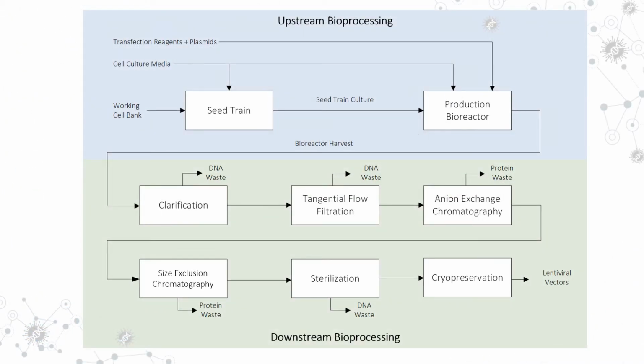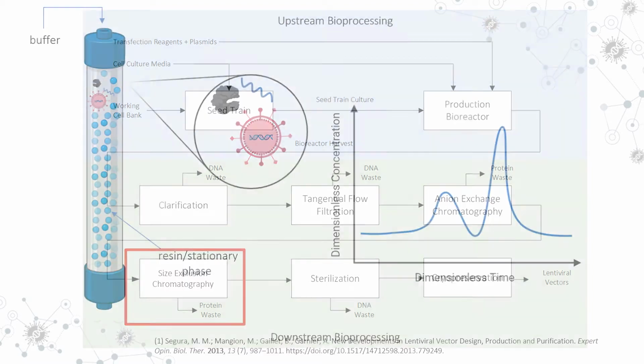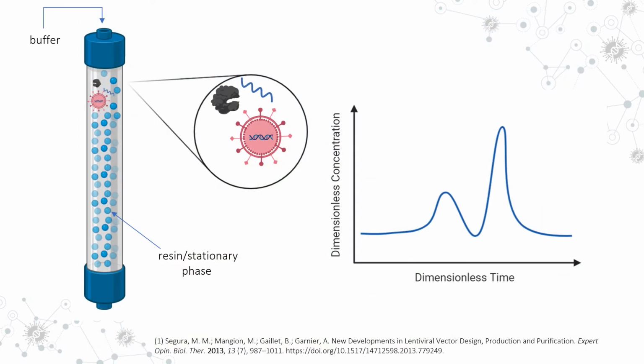The way we do this is by going through a series of steps, but today we'll be focusing on the size exclusion chromatography unit, or the SEC column. The SEC column takes in a feed of proteins, DNA, and lentiviral vectors, or LVs, as well as buffer.